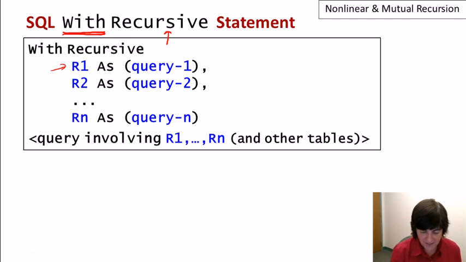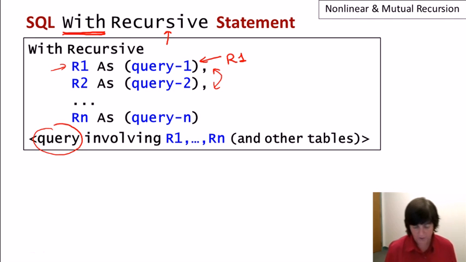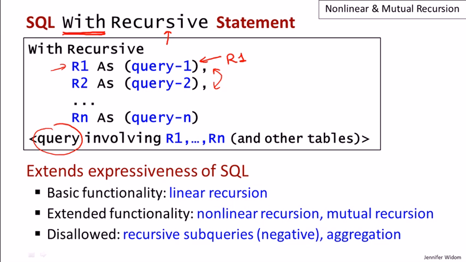When we have this statement, we can write queries that refer to the relation that's being defined, and we can also have mutual recursion between the queries that are defined in the with statement. And finally, the result is the running of the final query, which might involve the recursively defined relations. Adding recursion to SQL does strictly extend its expressiveness.